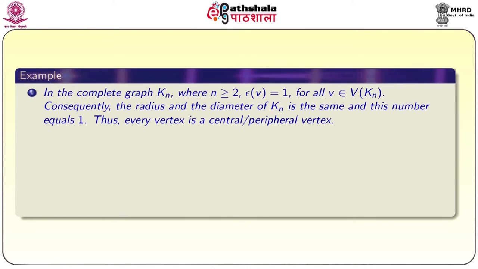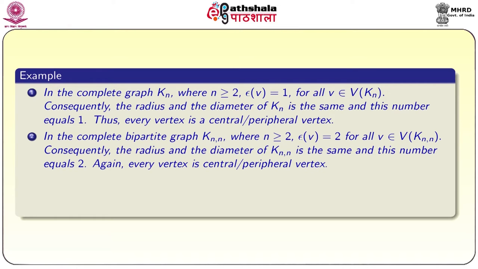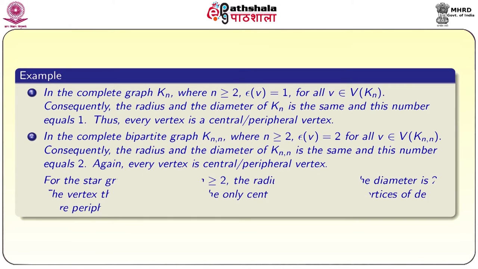In the complete graph Kn, where n is greater than or equal to 2, the eccentricity of v equals 1 for all vertices. Consequently, the radius and diameter of Kn are the same and this number is equal to 1. Thus, every vertex is a central and a peripheral vertex for the complete graph Kn. In the complete bipartite graph Kn,n, n greater than or equal to 2, the eccentricity of v is equal to 2 for all vertices v belonging to V. Consequently, the radius and diameter of Kn,n are the same and this number is equal to 2. Again, every vertex is a central and peripheral vertex, even in this case. But here note that it is a complete graph with m equal to n. That means these are regular graphs.